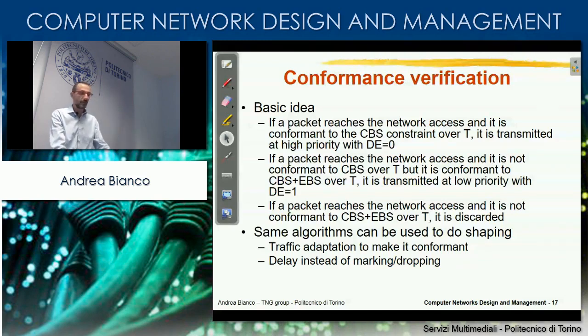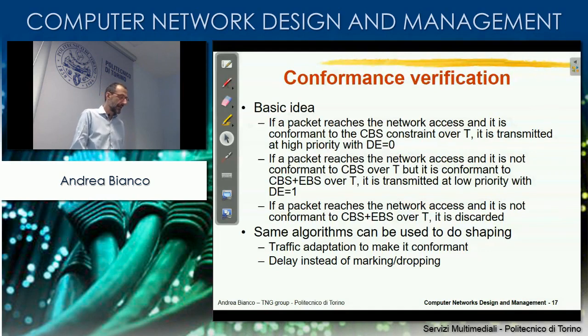So the intuitive idea of the conformance verification is the following one. Suppose that a packet reaches the network access and it is conformant to what is contained in CBS over T. Remember that we can spend up to CBS bit or byte over capital T. It is transmitted at high priority, so with the discard eligibility bit set to 0.